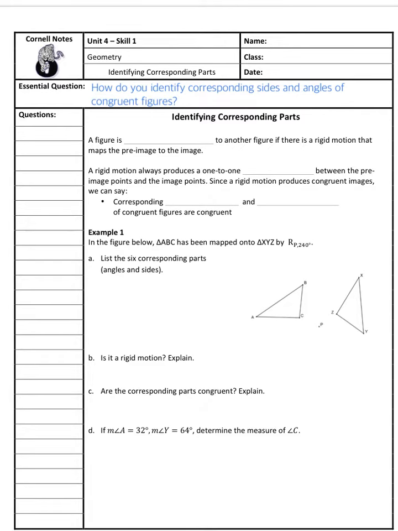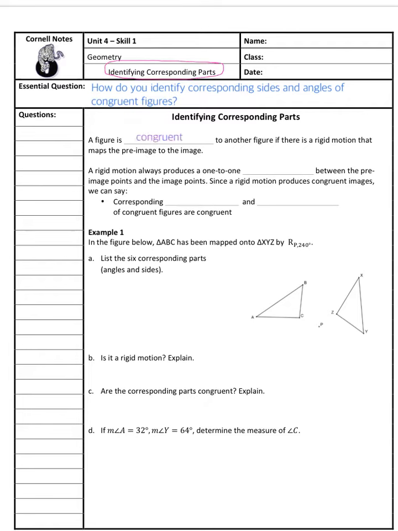So, the first thing we're going to talk about today for Unit 4 Skill 1 is identifying corresponding parts. So take a minute to get our essential question down for today. How do you identify corresponding sides and angles of congruent figures? That's what we're going to focus on. We've done a little bit of this already with the last unit, but we're really going to focus much deeper on this topic now because it's going to come into play the rest of this unit, so you really want to make sure you know how to identify corresponding parts.